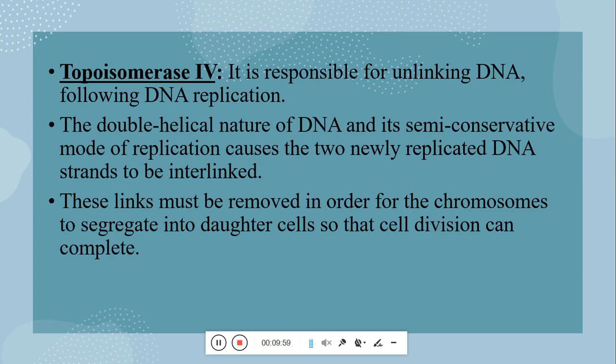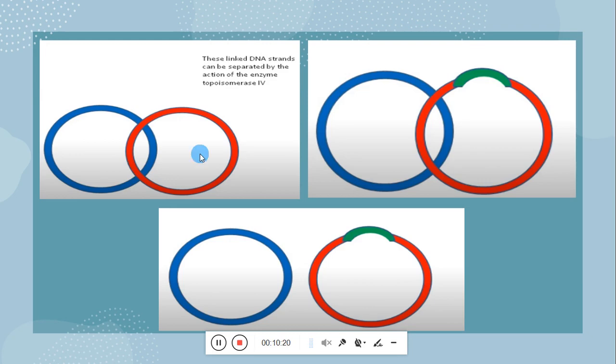Then we have the second enzyme, topoisomerase IV. Topoisomerase IV is responsible for unlinking DNA following DNA replication. The double helical nature of the DNA and its semi-conservative mode of replication cause the two newly replicated DNA strands to be interlinked, just like here.